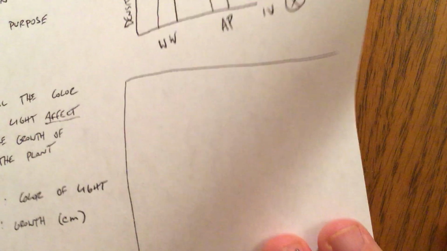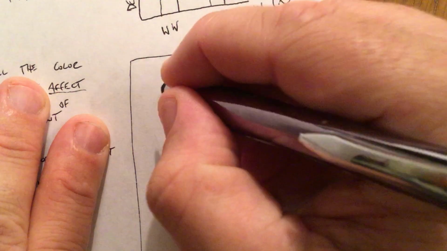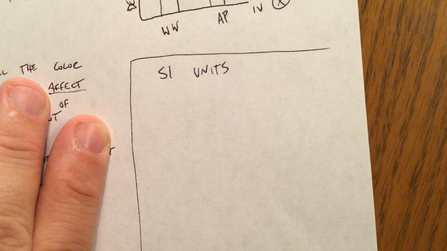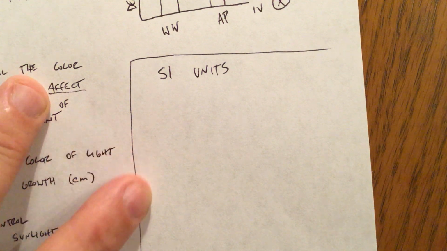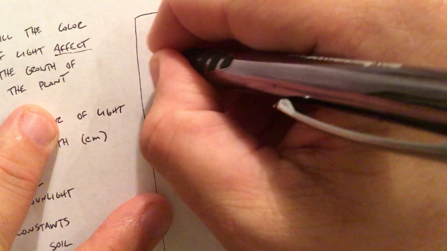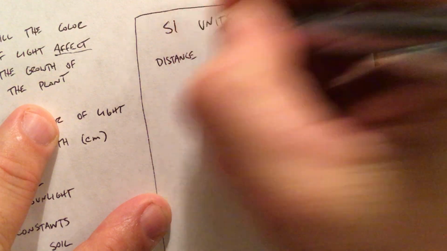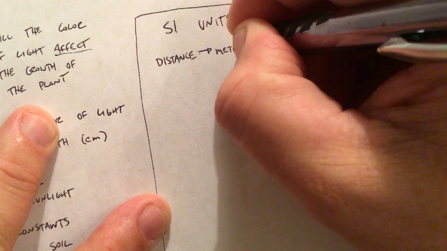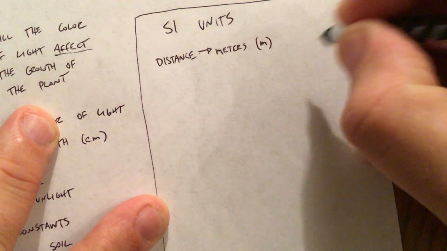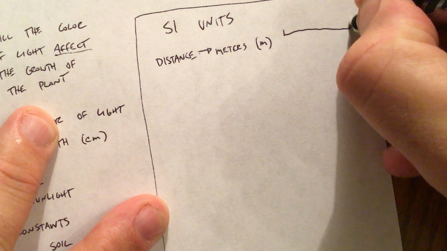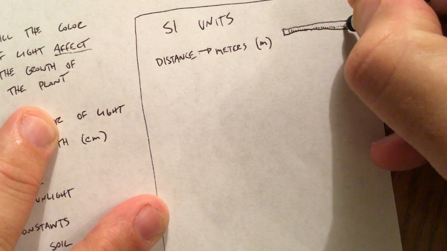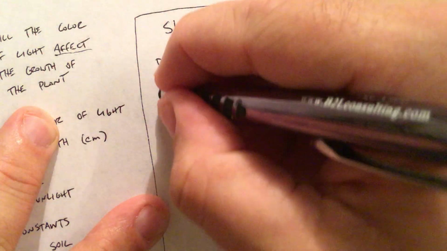So when we're doing science, we like to use SI units. SI stands for Système International. That's French for International System. And if we're measuring distance, we do it in meters. Meters abbreviated by M, and measured with either a tape measure or a meter stick.